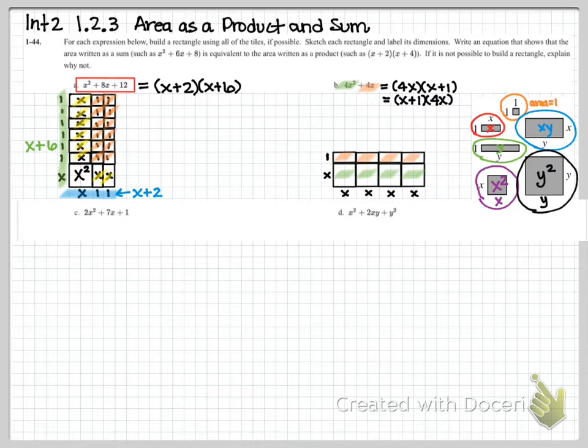Okay, so why don't you see if you can build the 2x squared plus 7x plus 1. Remember, it's got to be a rectangle. Put the x squareds in the bottom left-hand corner and then build up or to the right, but you can't have any gaps. Good luck.